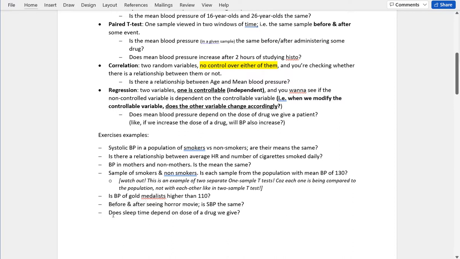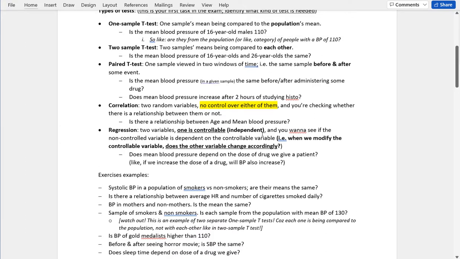Does sleep time depend on the dose of drug we give? Tick tock, tick tock. This one's very clear as well. Does it depend on the...? This is the keyword right here: depend.